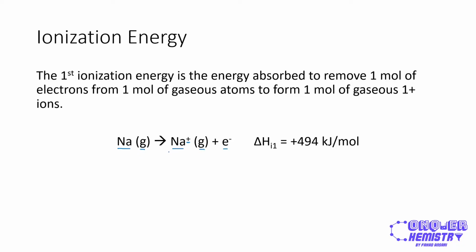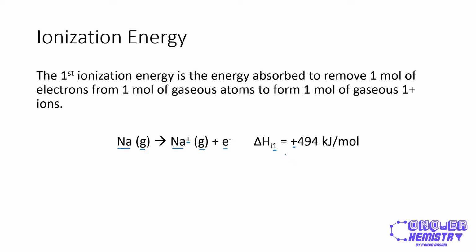We call this first ionization because you are removing the first electron from the atom in order to create the ion for the first time. So energy needs to be absorbed. So it is shown by the positive value of the delta H. Energy needs to be absorbed to remove that first electron from the atom to create the 1 plus ion. So that's your first ionization energy.